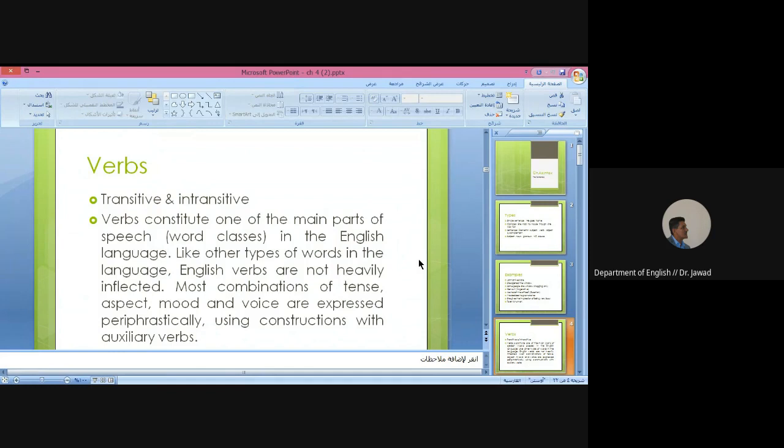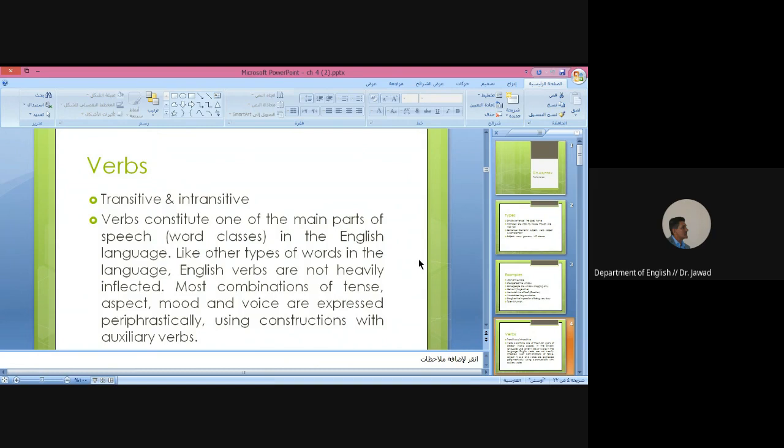So verbs in English are either transitive or intransitive. You know that transitive verbs take an object, whereas an intransitive verb does not take an object. And of course, verbs constitute one of the main parts of speech, or what we call word classes in the English language. Verbs are considered the governor of the sentence.